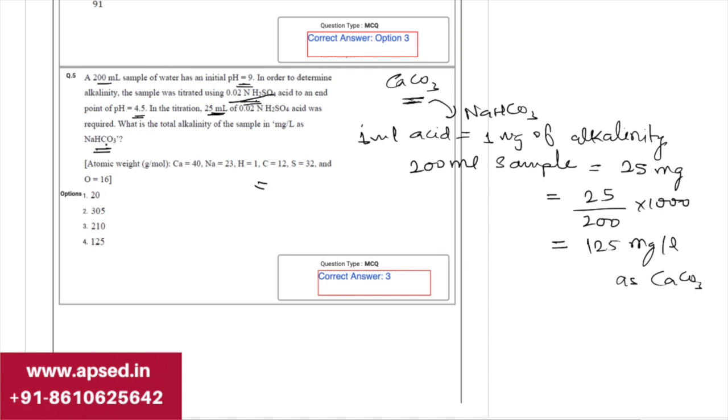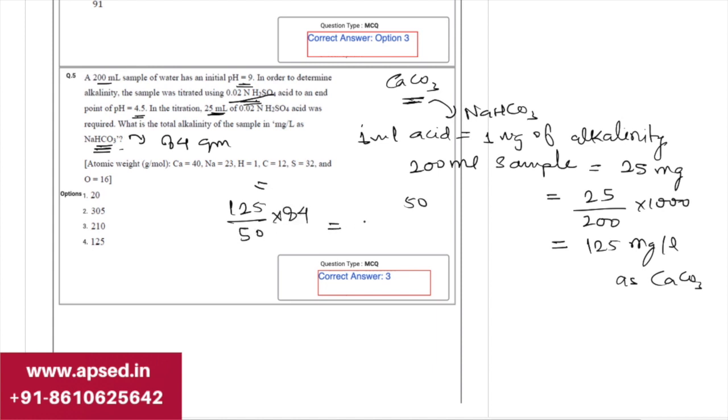But the question is asking for sodium bicarbonate. So if you calculate the gram equivalent, 1 gram equivalent of sodium bicarbonate has 84 grams of this compound, and for calcium carbonate it has 50 grams. So using that relation, we can calculate the alkalinity in sodium bicarbonate as 125 by 50 times 84.